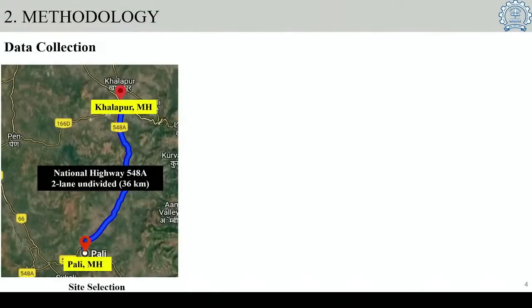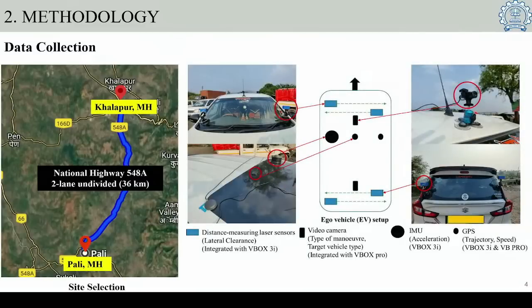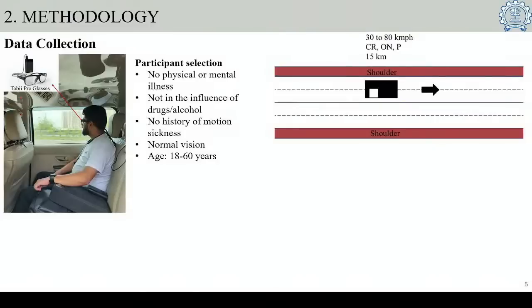For the methodology, first, data collection was carried out on National Highway 548, a two-lane divided 36-kilometer stretch. This is the ego vehicle setup to collect all the vehicular parameters, like distance from the surrounding objects, the surrounding environment, and the speed of the objects.